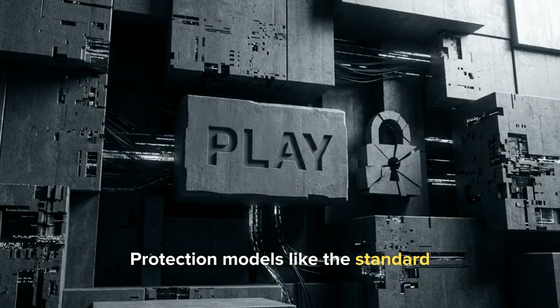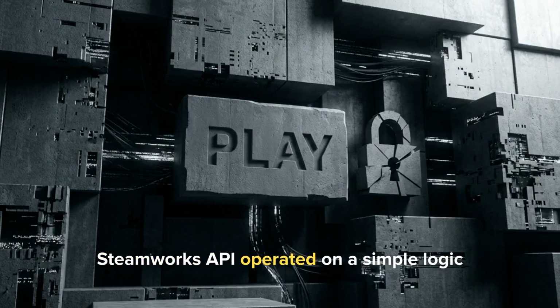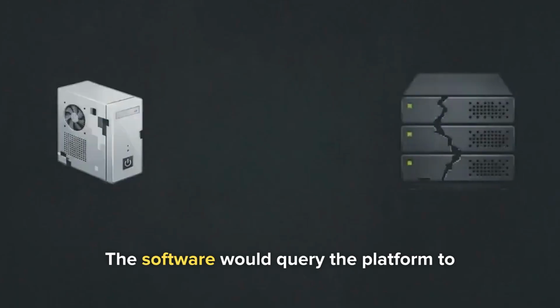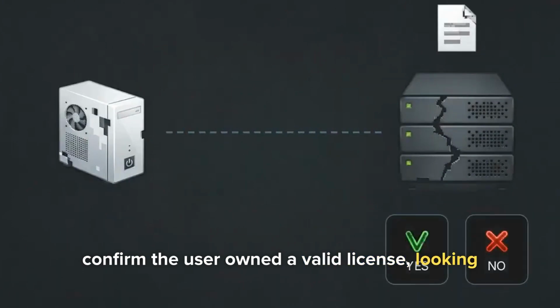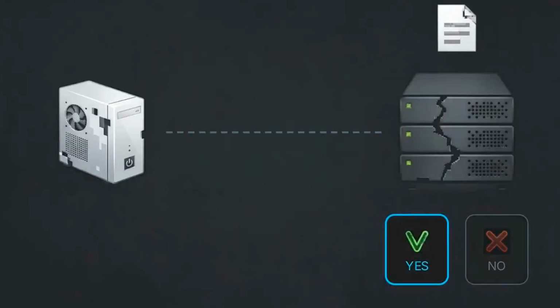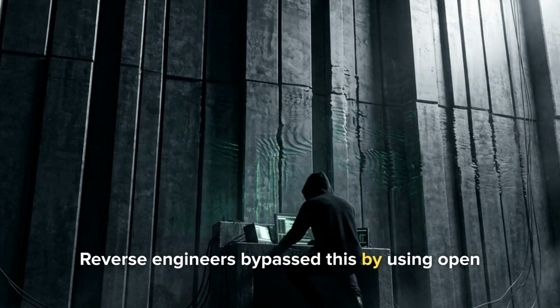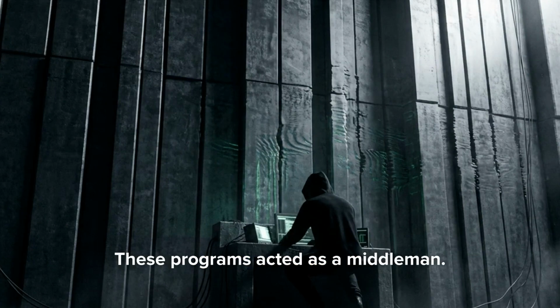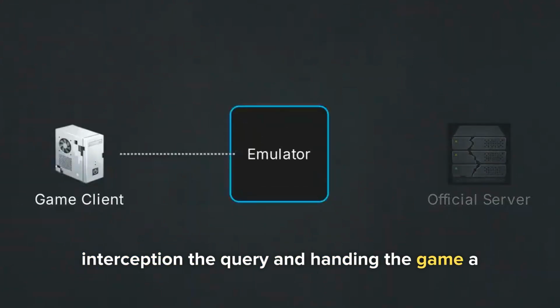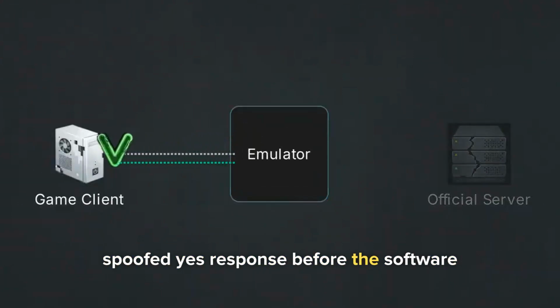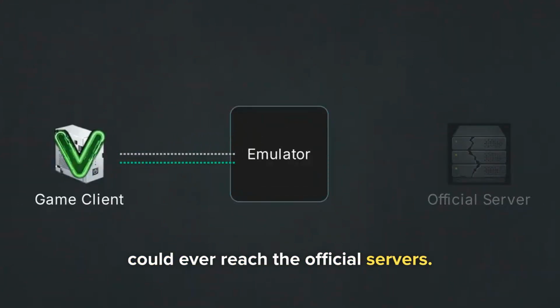Protection models like the standard Steamworks API operated on a simple logic gate. The software would query the platform to confirm the user owned a valid license, looking for a basic yes or no. Reverse engineers bypassed this by using open-source emulators. These programs acted as a middleman, intercepting the query and handing the game a spoofed yes response before the software could ever reach the official servers.